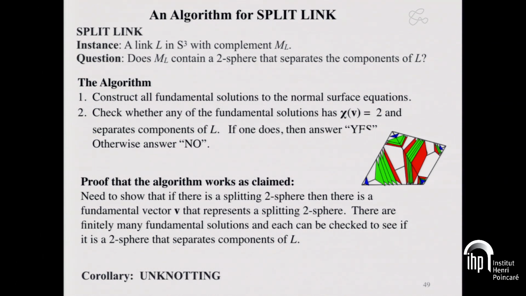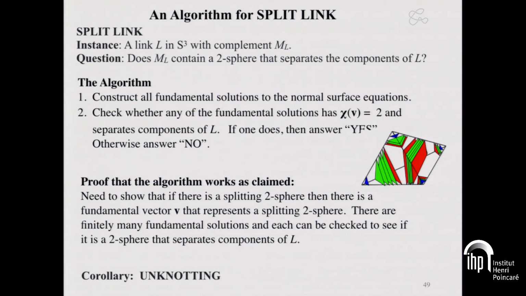So here's the algorithm for split link. We'll take a link with two components, and we ask, does it contain a sphere splitting those two components? And the answer is, the algorithm is going to be: construct all the fundamental solutions to the normal surface equations for the three-manifold which is the complement of that link, and then check whether any of them is a two-sphere which separates the two components. That's the algorithm. And unknotting is a corollary.